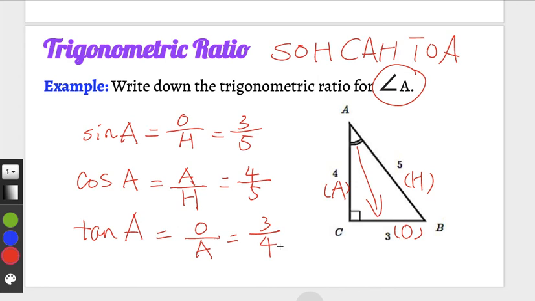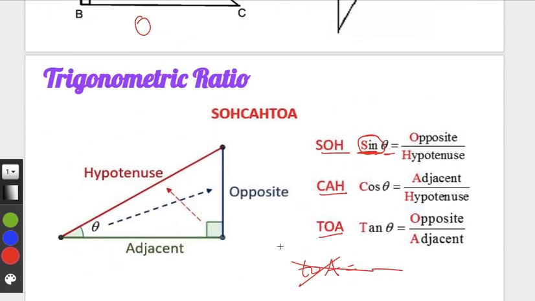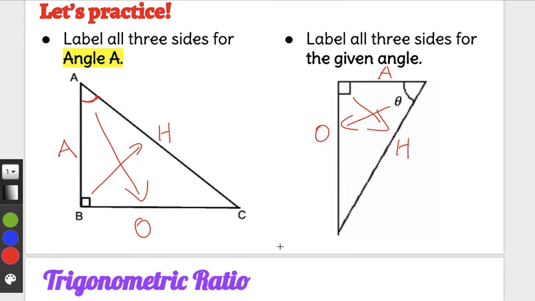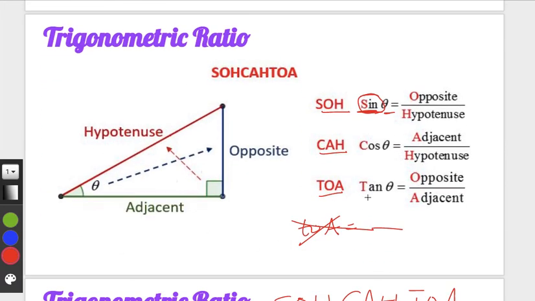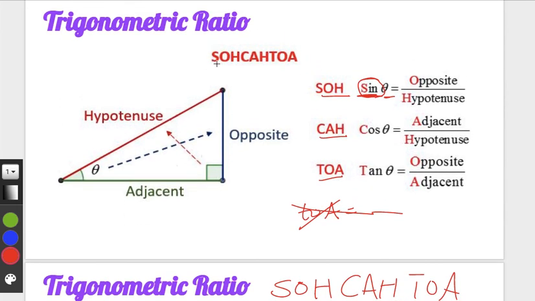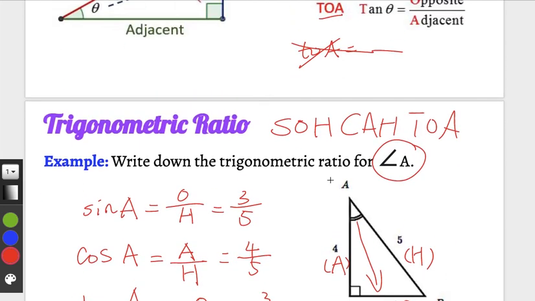Okay, so that's it. It seems a bit long, so we focus on the very first part: how do we label the three sides? And then this is the definition of the ratios. Please make sure you write down these definitions in your notebook or somewhere you can easily see, so you can memorize all three formulas. It's not so hard with SOHCAHTOA, but always remember what it means for O, for A, and for H. And that's the example here.